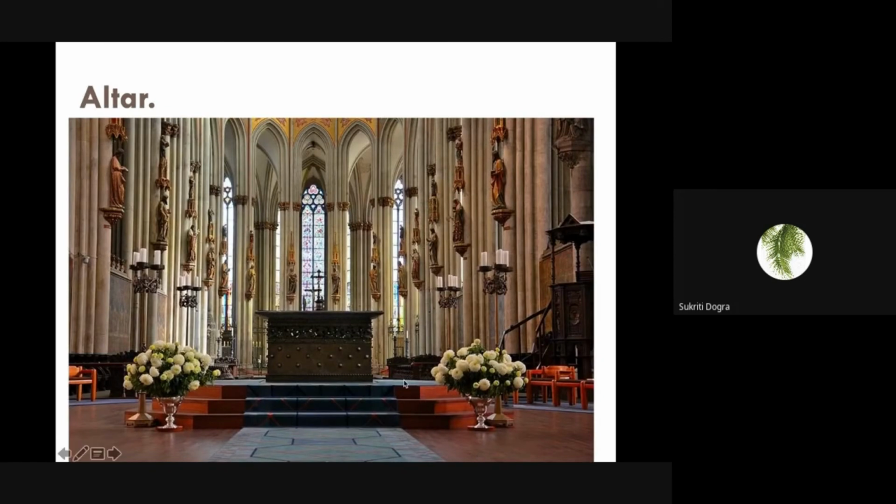This is the last portion. This is the altar, the portion which is along with your apse. The place which I mentioned as choir, the space between choir and your apse is your altar. Now, in this altar, you have one elevated platform, then you have a table for performing several rituals and all, and behind this, you have your actual apse.